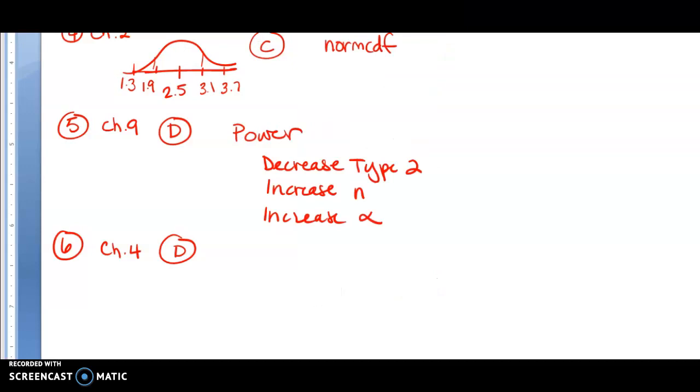Sorry if you couldn't see all of the notes that I wrote. Here are all the notes that I wrote for questions 5 and 6. We're just going to go through 2 more questions.